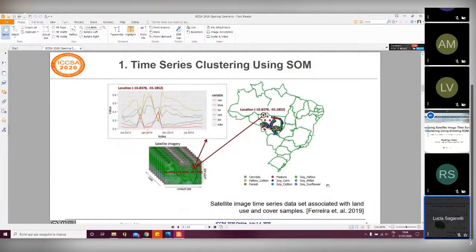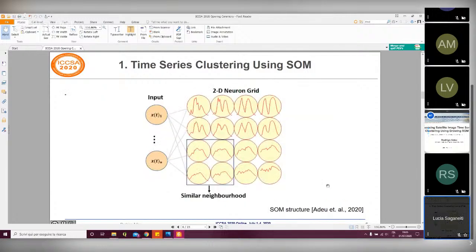In this work, we have used a data set from the Mato Grosso state from Brazil. It contains 2,000 samples from vegetation indexes from the Mato Grosso state, and we did exactly what I just said. We fixed some points and look at these points and try to understand how the vegetation indexes are changing over the time. On the next slide, please.